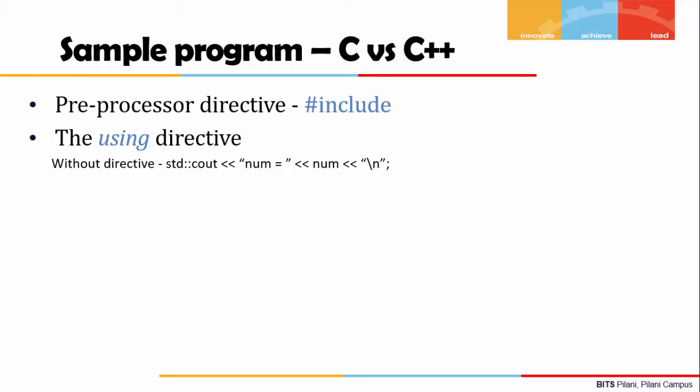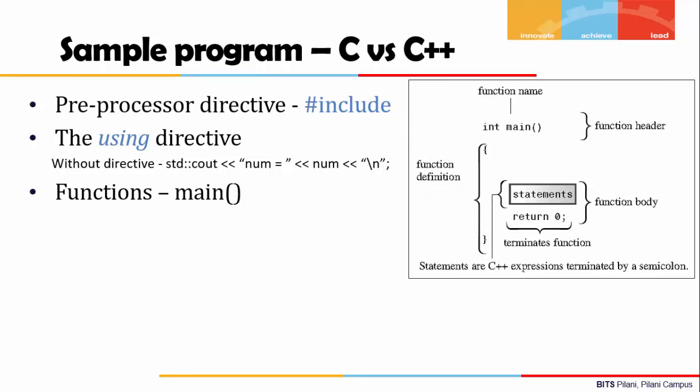Next, functions. These are the fundamental building blocks of C++. When you run a C++ program, the first statement executed will be main. So how does the function main behave? The name of the function is main. It's the function name. The first line is the function header. The portion enclosed in braces, this entire portion, is called the function body.